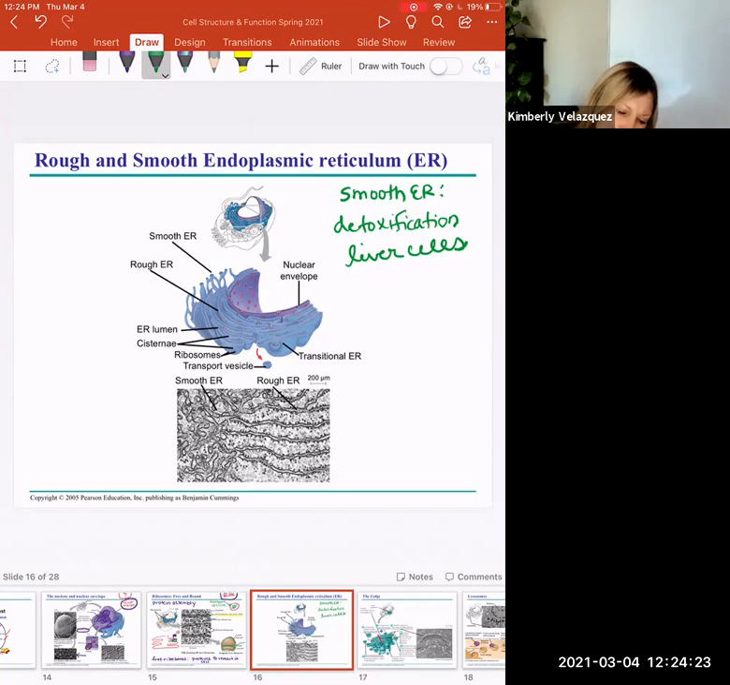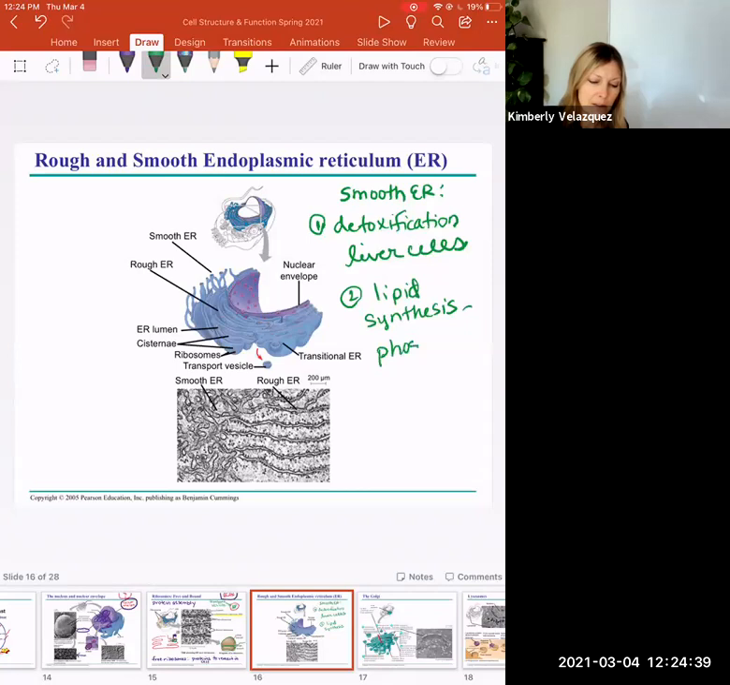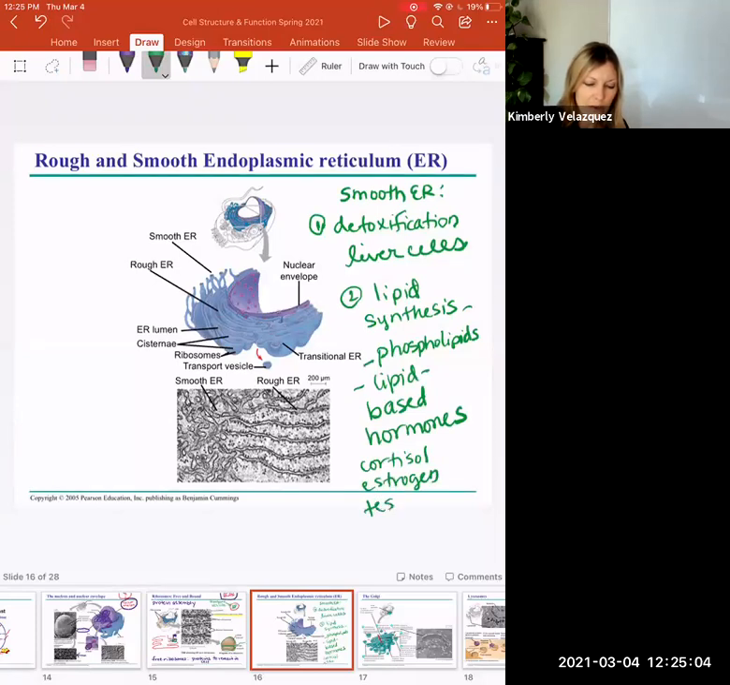So that's one function of the smooth ER. I'm not going to give you all the functions today. Lipid synthesis. Okay, assembling certain types of lipids. So this is where phospholipids would be assembled. This is where the lipid-based, cholesterol-based hormones are assembled. And remember that included cortisol, our stress hormone. It included estrogen, testosterone, progesterone, so the sex hormones.